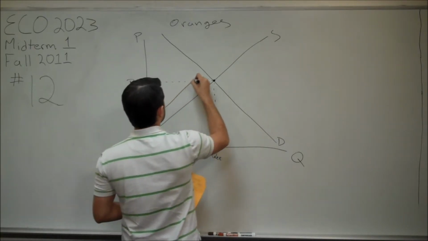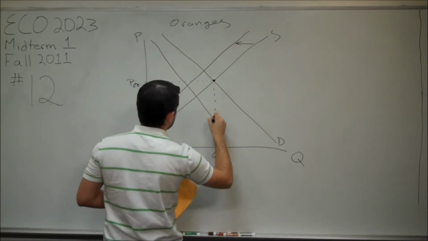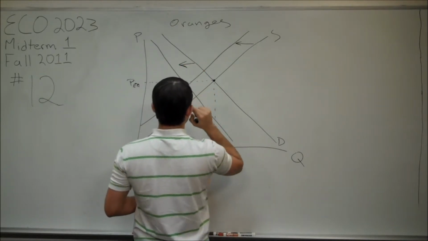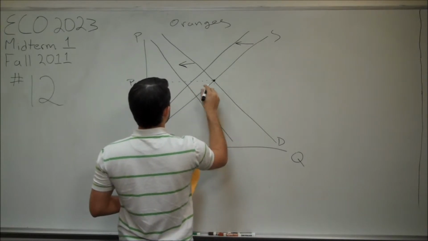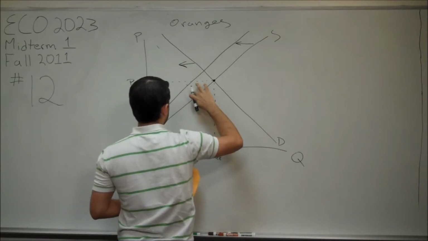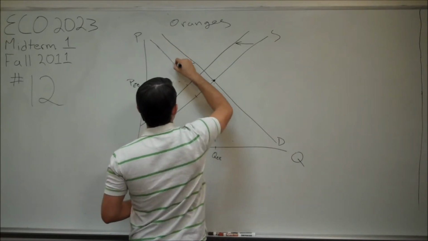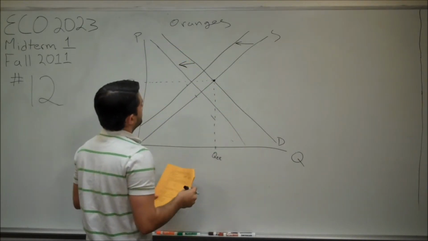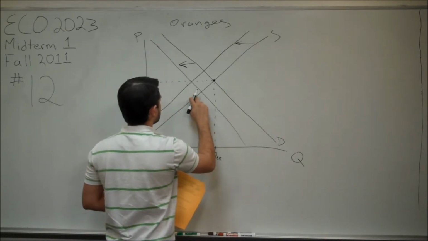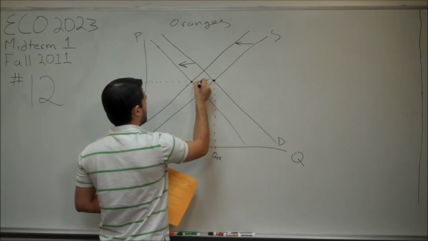So the supply curve shifts, demand curve shifts. It's roughly the same amount. Let's see. Maybe I shifted this one a little bit too much. So we see that the new equilibrium point is this point right here. It moves to right there.